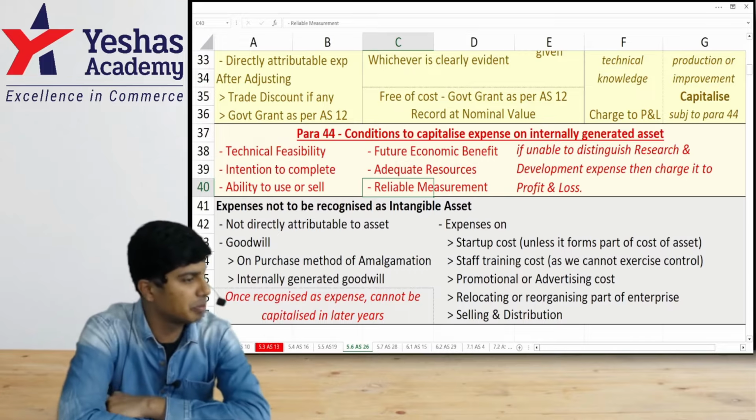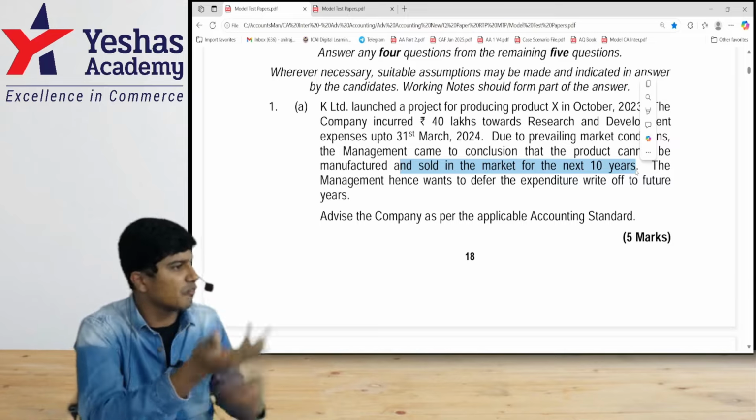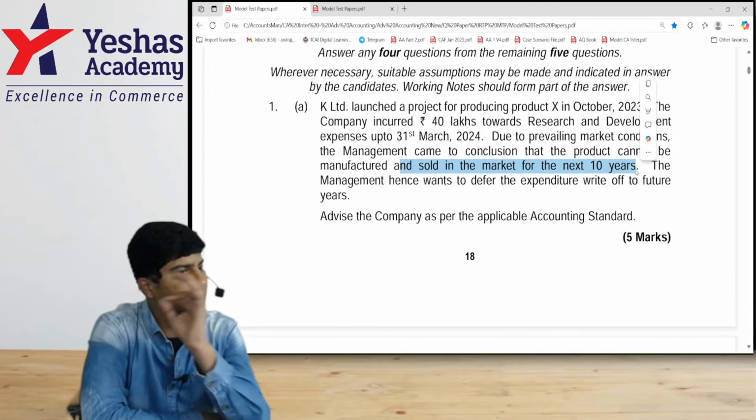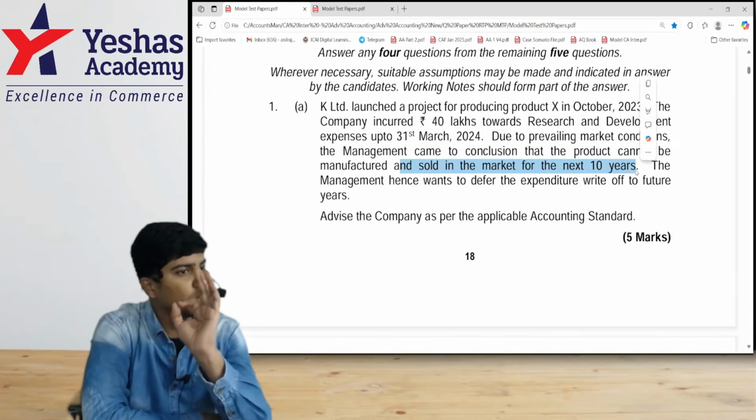They say due to prevailing market conditions, the management came to conclusion that product cannot be manufactured. Okay, so is it development or research? Research only. Further, it cannot be manufactured and sold in the market for next 10 years. Next 10 years, they will not be able to manufacture, they will not be able to sell. Not just now. Next 10 years, there is no future. There is no future economic benefit. So what should we do with that 40 lakhs expense? It should be expensed by debiting it to P&L.